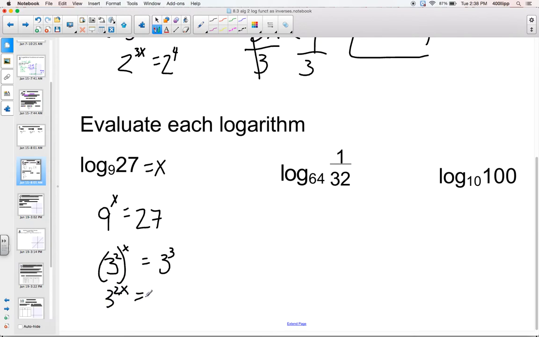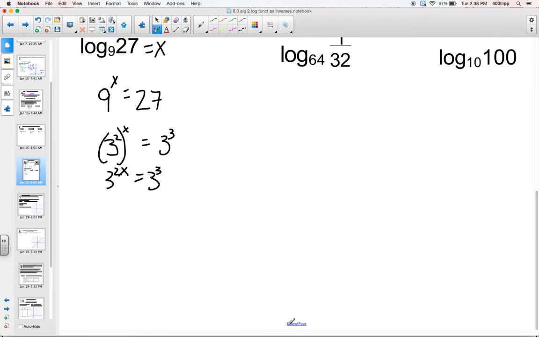Some of you will want to skip this step. And then now I have the same base. Once you have the same base, a base of 3, you set the exponents equal. 2x equals 3, divide by 2, and therefore x is equal to 3/2. There we go.